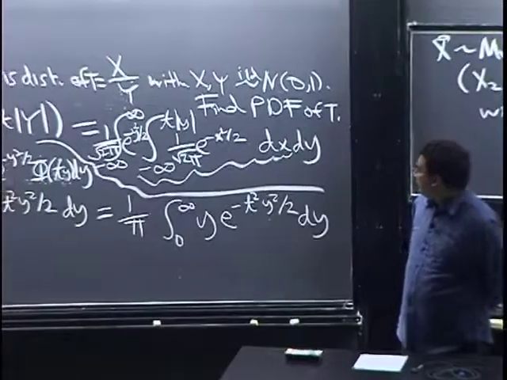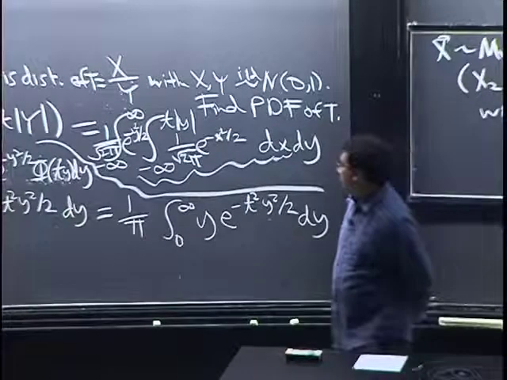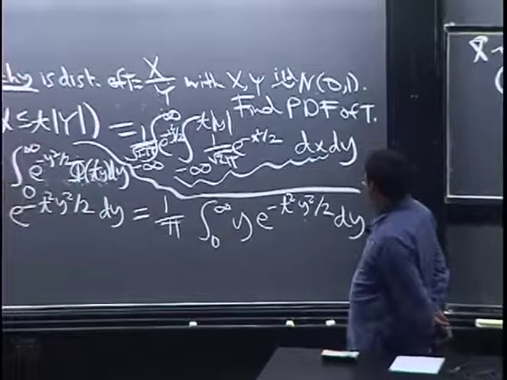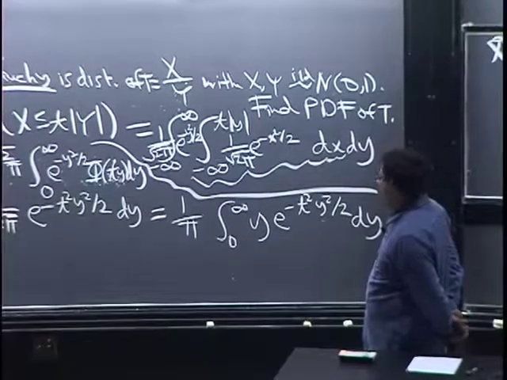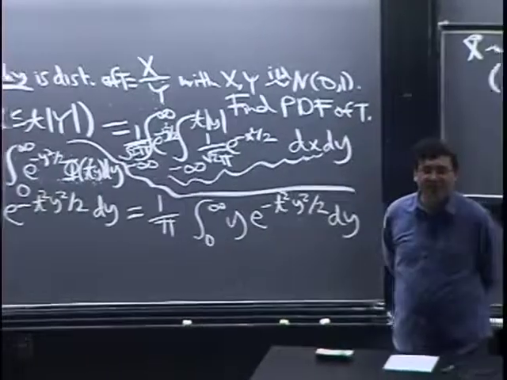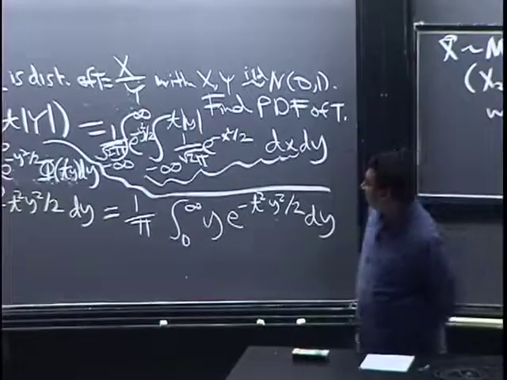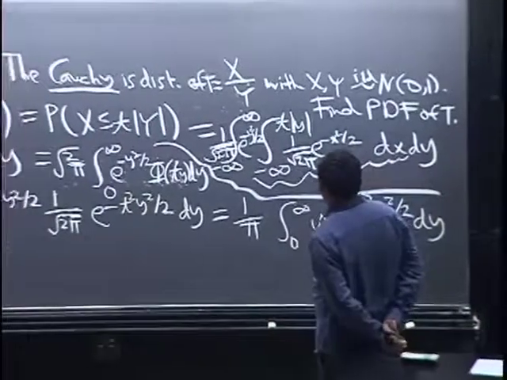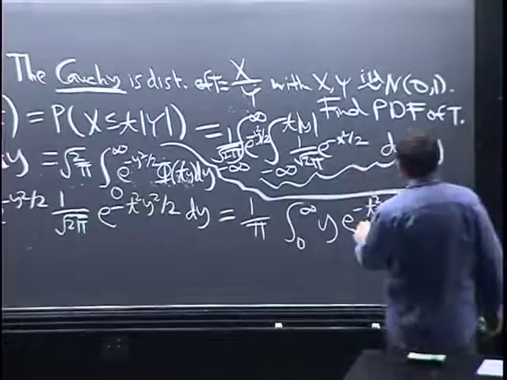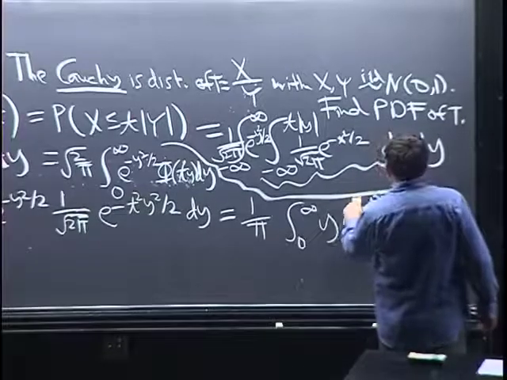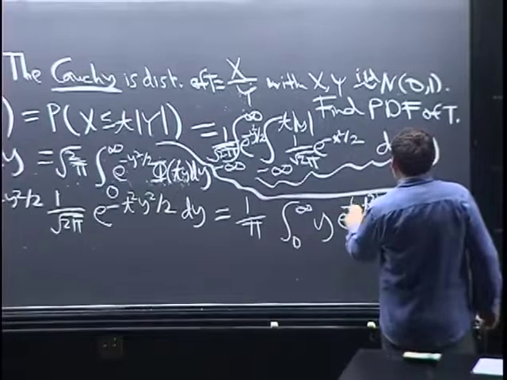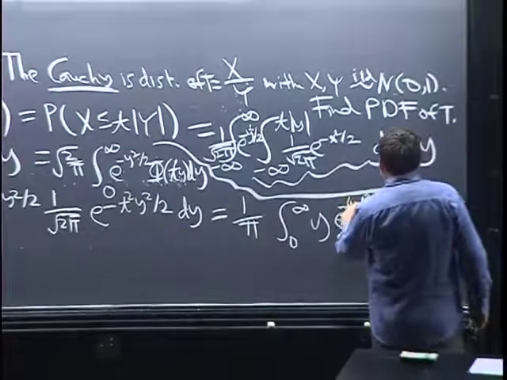Say that again? There's another e to the minus y squared over 2. Oh yeah, I forgot that one. Thank you. I'll just combine that one with this one. So that would be 1. Uh-oh, I guess I don't get hired. That's sad.